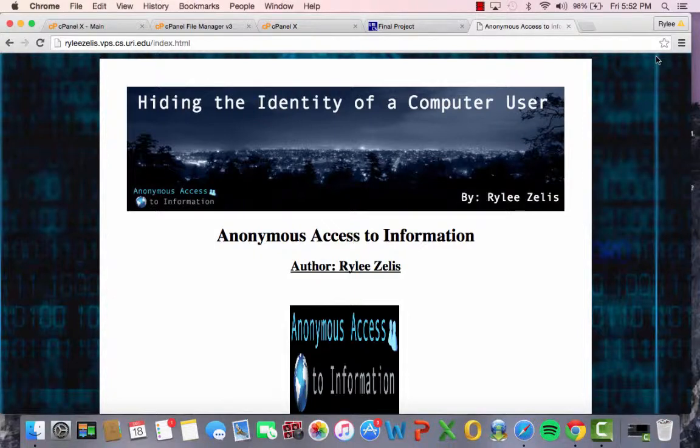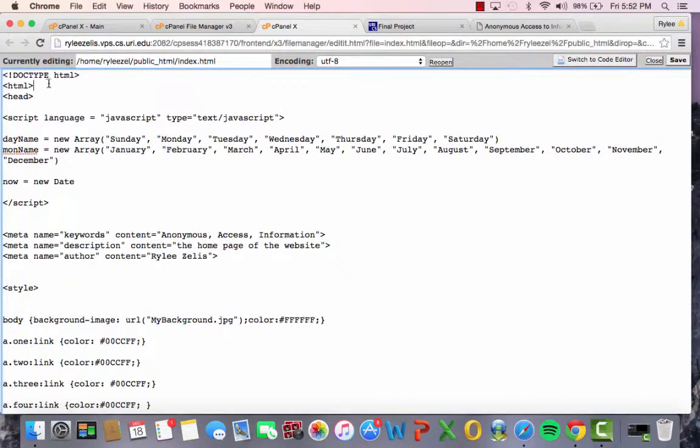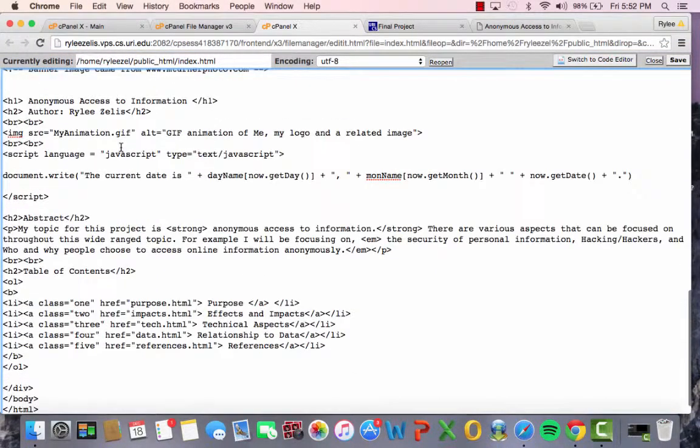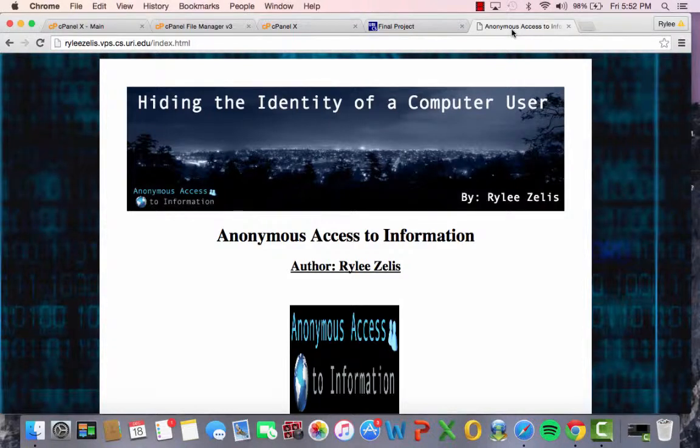For HTML styling, we made sure in our coding at the top to include doctype HTML and HTML, and at the bottom, we made sure we closed it. In addition to this, we had to make a logo, a banner, and an animation.